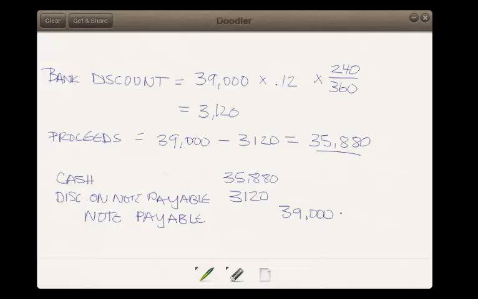Okay, so that concludes the chapter on notes receivable and notes payable. Be sure to learn the vocabulary that's used. It will help you analyze the transactions so you can make the computations and record the journal entries correctly.